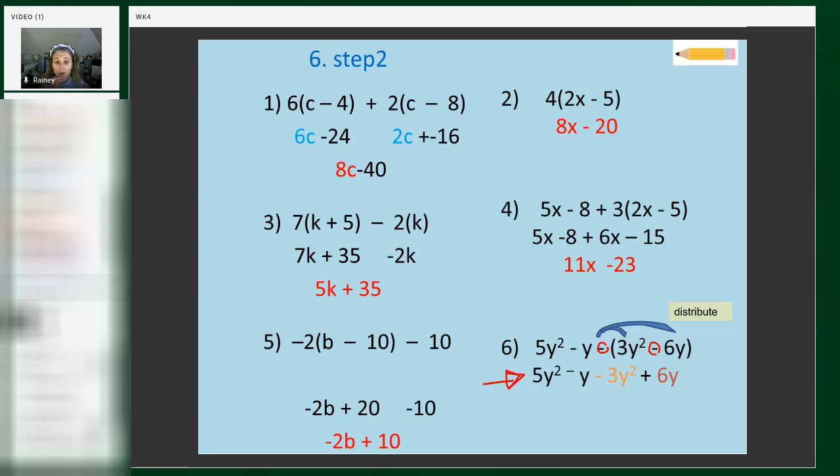Now from here, go ahead and see if you can combine like terms. Watch your signs, watch your signs.